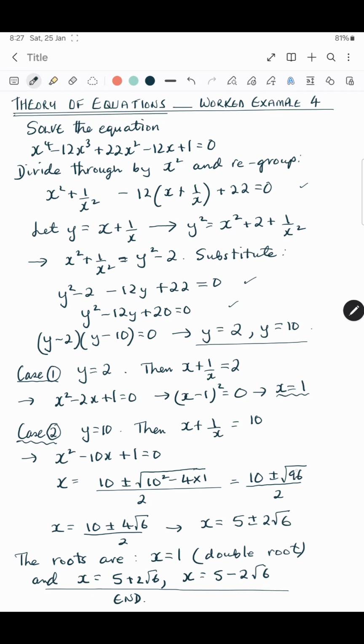That's simplifying the square root, because 96 is 16 times 6, and the square root of 16 is 4. And then the last step, x will equal 5 plus or minus 2 root 6. So the roots are x equals 1, which is a double root, and x equals 5 plus 2 root 6, and x equals 5 minus 2 root 6.